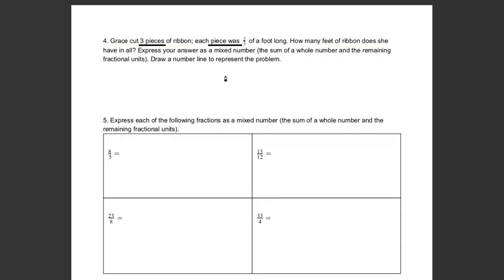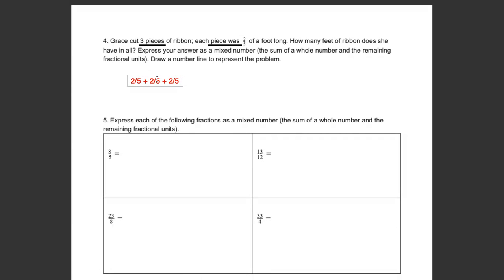So I know the first thing I want to do as a 5th grader is start writing my equation. What am I going to do to solve this problem? And then I can start thinking about how I want to show it or represent it. So I know that I have 2/5 happening 3 times. I'm adding because I'm finding the total. How many do I have in all?